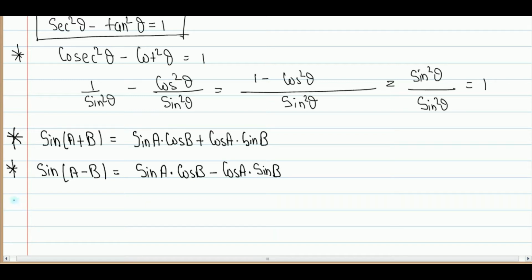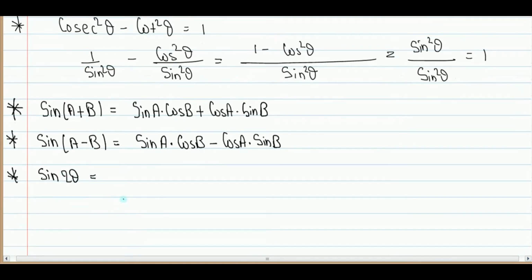So can you just derive the formula for sine 2 theta? You may remember the formula, but can you just derive it? What will be the value? That will be equal to 2 sin theta into cos theta. So how are you going to proceed to prove that sine 2 theta is equal to 2 sin theta into cos theta?